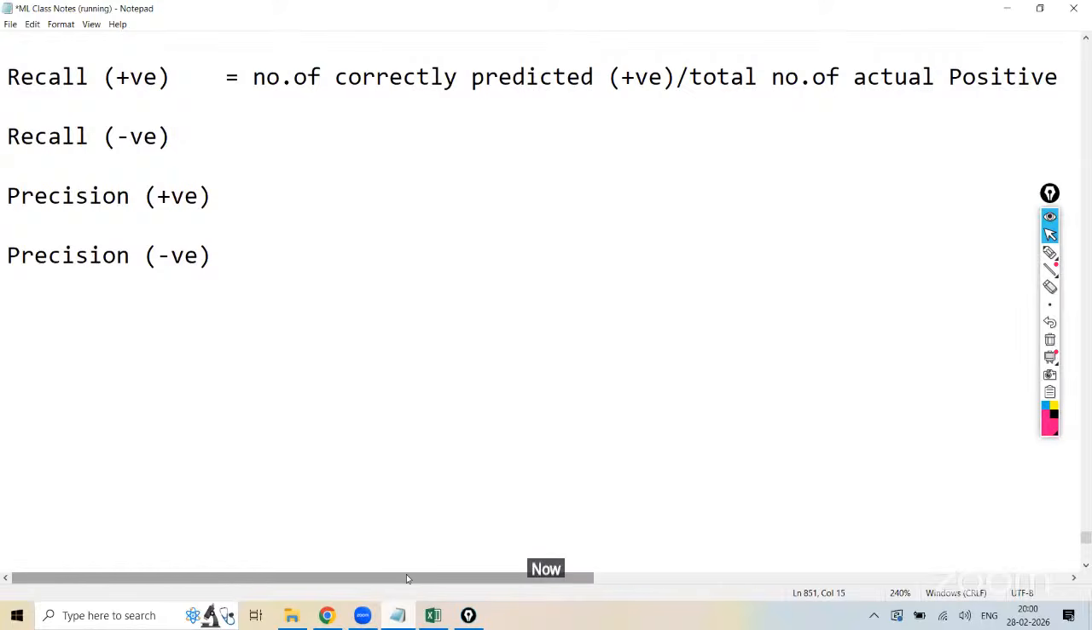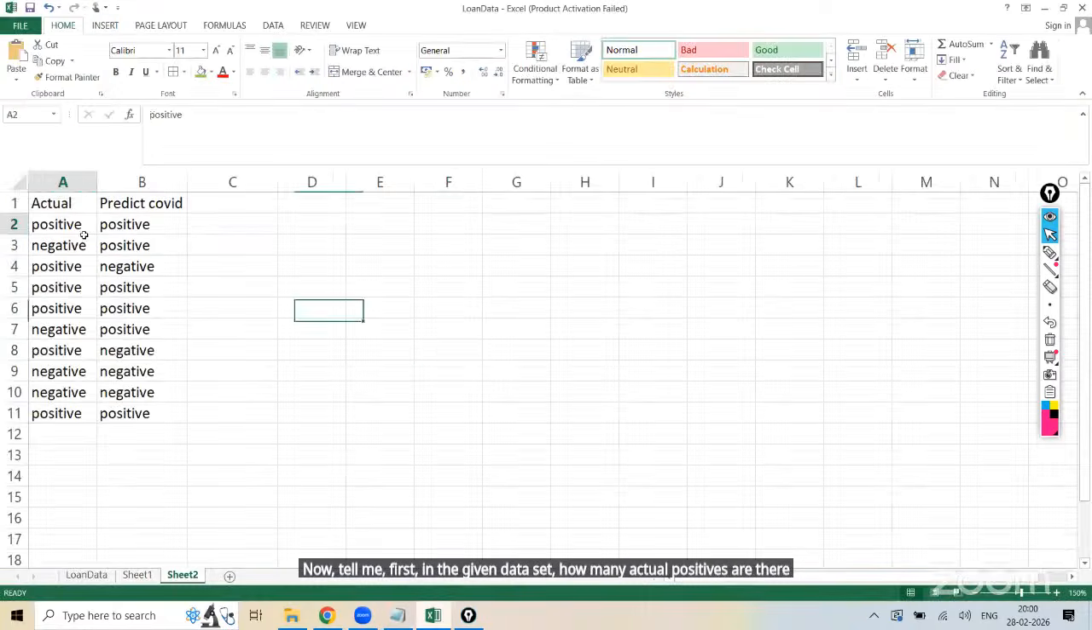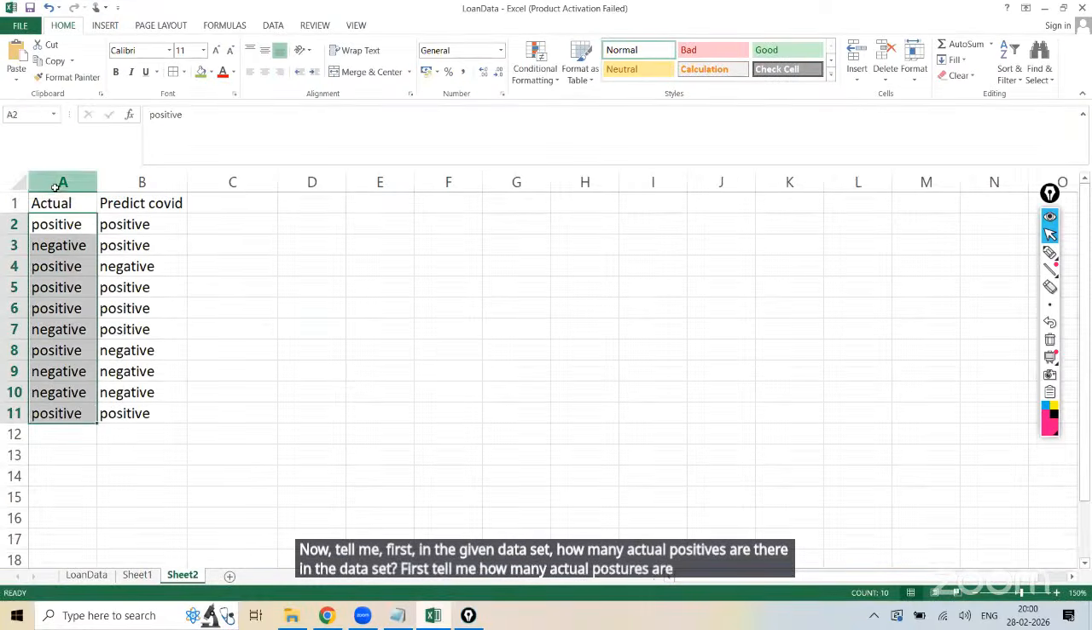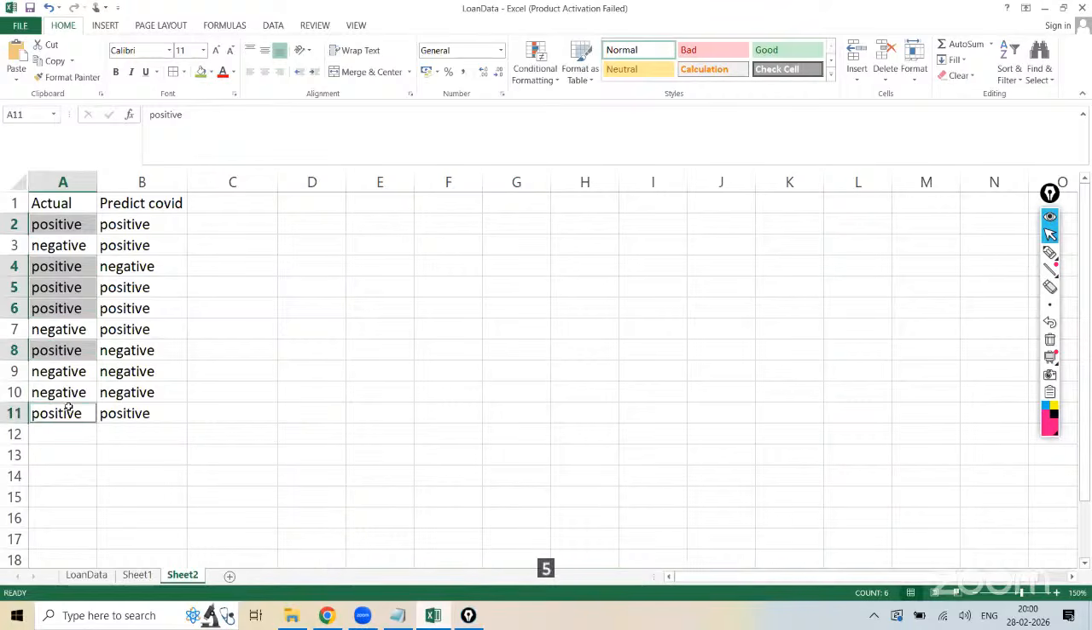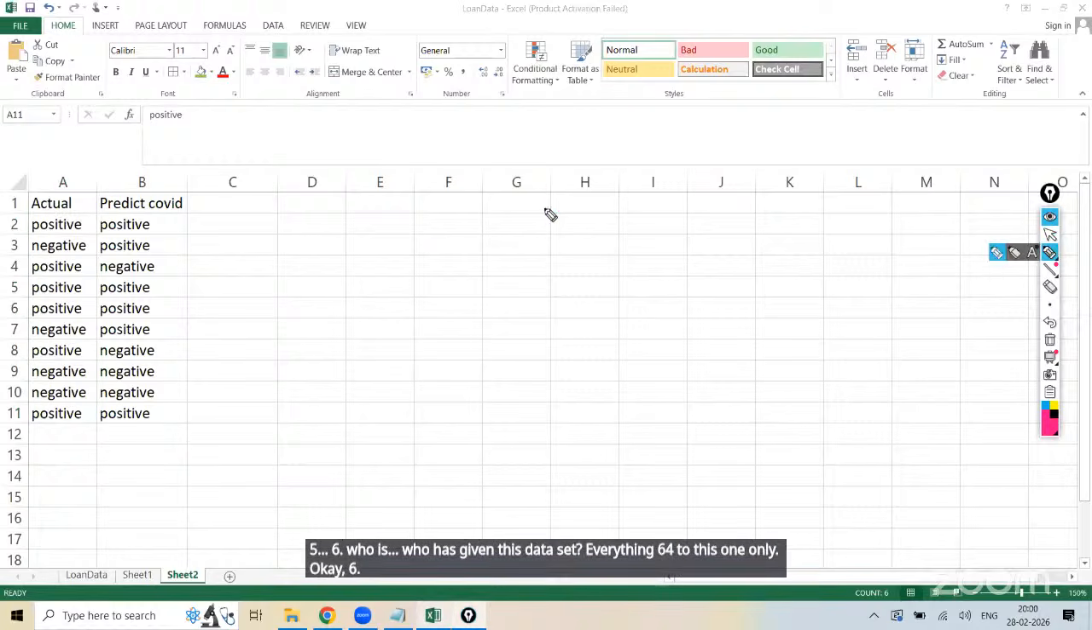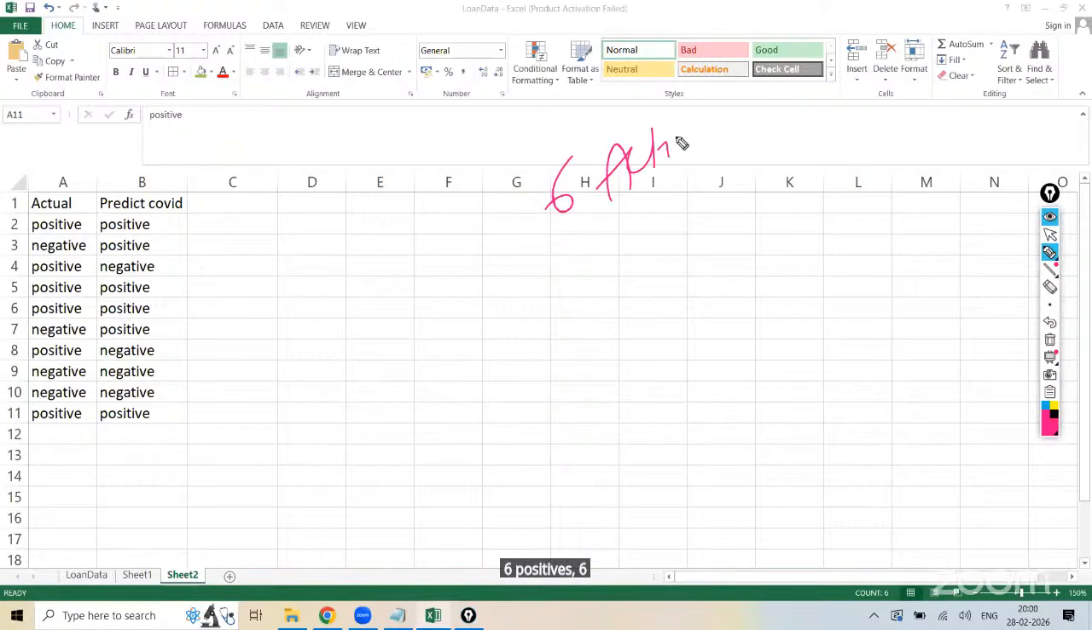Now tell me first, in the given data set, how many actual positives are there? Actual means this column. In this, how many positives are there? 1, 2, 3, 4, 5, 6. Everything is 6, 4, 2. This one only is okay. 6 positives. 6 actual positives are there.